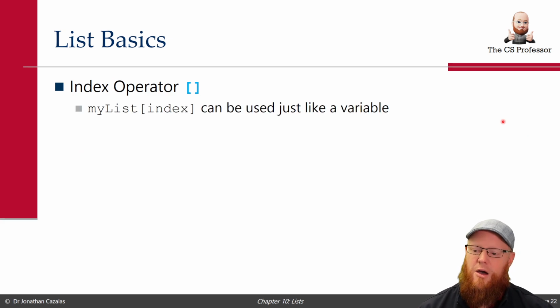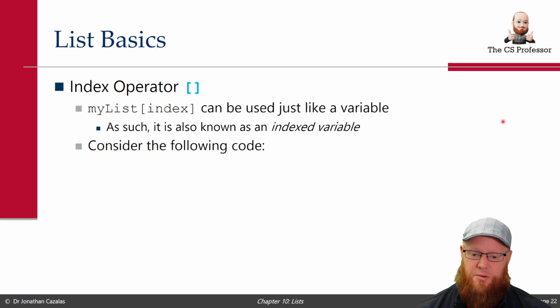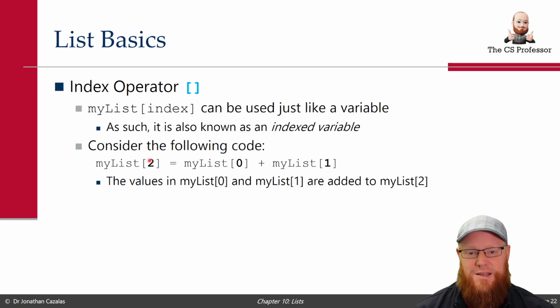And so when we have our list variable followed by this brackets, and inside those pair of brackets we have an index, we can use that just like we use a regular variable. It's known as an indexed variable. So consider this line of code here. This is an assignment. We go to the right of the assignment statement. This says take what is inside index 0, add to that the value at index 1, and then take that resulting sum and save it back inside the location at index 2.